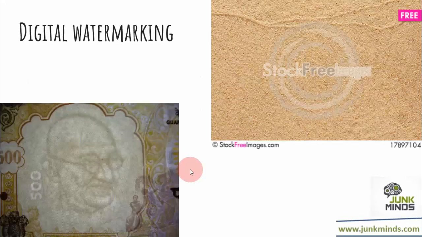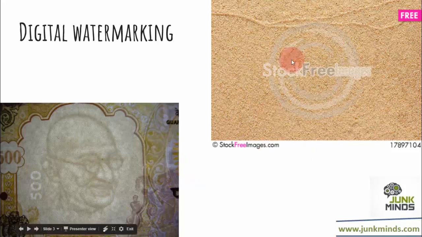Here are some examples of digital watermarks. Digital watermarks can be broadly classified into two types, visible and non-visible. This is a visible type and this is a non-visible type, although this can be seen by the naked eye but only in certain directions, for example, under light or certain conditions. And this is another image where you can see it from any point of view.